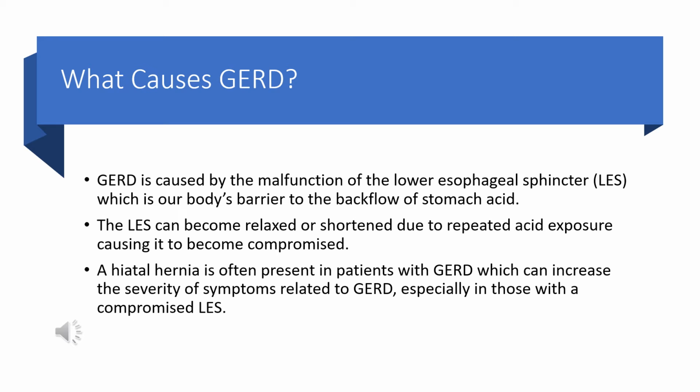So what causes GERD? It's caused by a malfunction of the lower esophageal sphincter, known as the LES, which is the body's natural barrier to the backflow of stomach acid. The LES can become relaxed or shortened due to repeated acid exposure, which then causes it to become compromised. A hiatal hernia, which is the stomach coming up through a defect in the diaphragm, is often present in patients with GERD, and it increases the severity of symptoms related to the GERD, especially in those with a compromised LES.